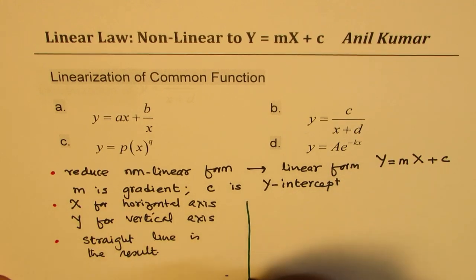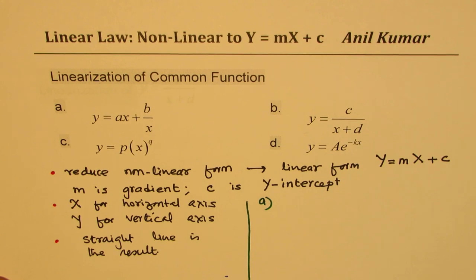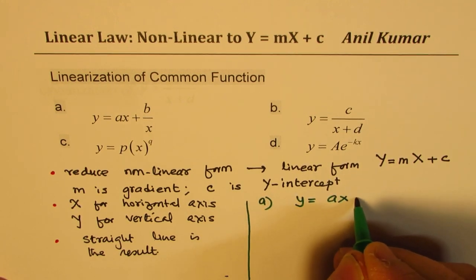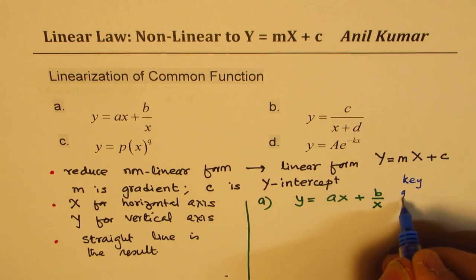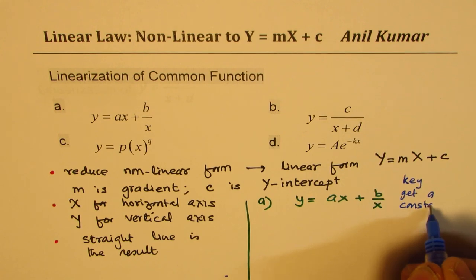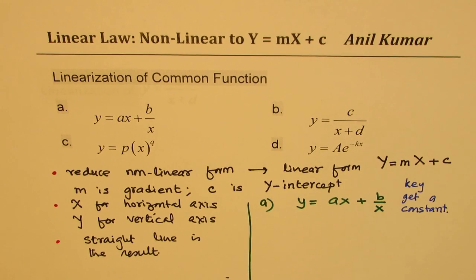So I'll use this page here and take A as my first example, which is y equals ax plus b over x. Now, as you must have noticed by now, the key idea to get the solution is to somehow get a constant term. So let me write down the key idea. Key is get a constant, correct? That is the key. Now here, how can you get a constant? There are a couple of ways. I could multiply by x, getting b as a constant. I could divide by x, getting a as a constant. So clearly, you see that we have two different ways, correct? So we could do either one of them.